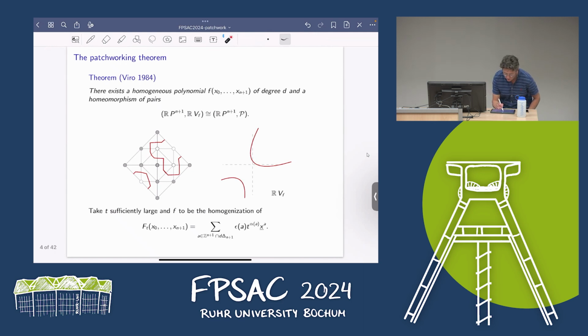What is the role of f? So the variety, this Vf, is the variety defined by f. So this is the zero locus, the solution set, of the polynomial. Thanks. Okay? Any other questions?